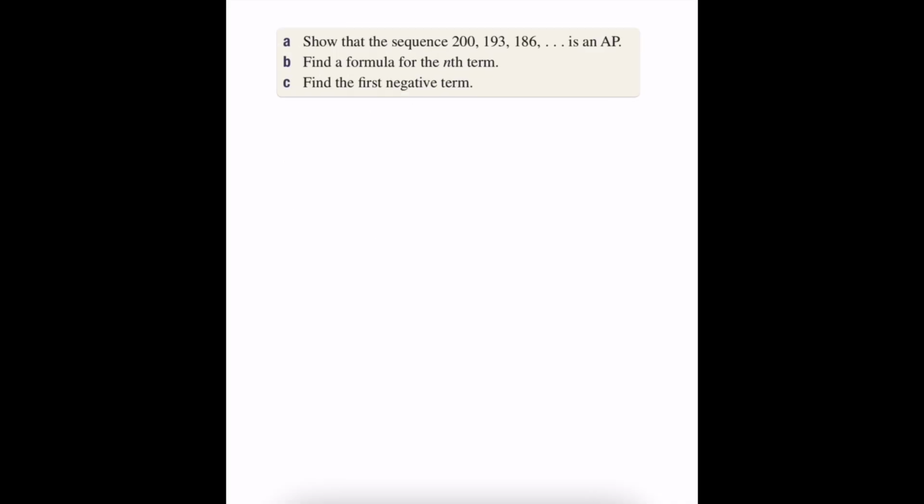Next example, part A, says show that the sequence 200, 193, 186 is an AP. So how do we show that it's an AP? Well, remember how we defined an AP, or an arithmetic sequence. Its definition was that it had a common difference. So if we take T2 minus T1, the difference between two successive terms, that is 193 minus 200, which is -7. Now this isn't enough to prove that it's an AP because we've just subtracted two terms.